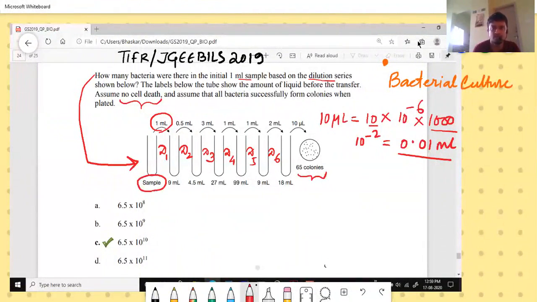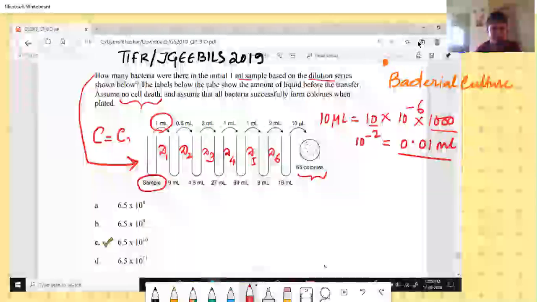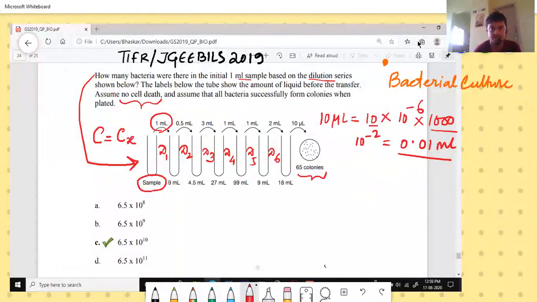So simply we'll use a very basic formula. The concentration of the bacteria is equal to the concentration finally after dilution, that is Cx, into the dilution factor. So the simple equation we have to use is Cx into df. Now how to calculate Cx: it is equal to the 65 colonies that we have got divided by 0.01 ml. So it is equal to 6500.